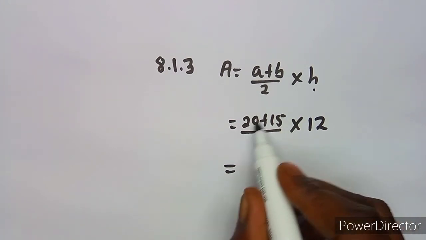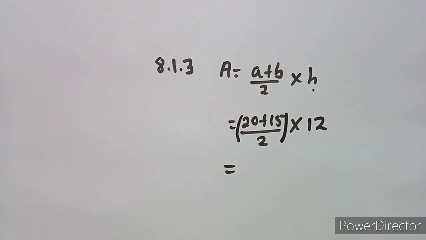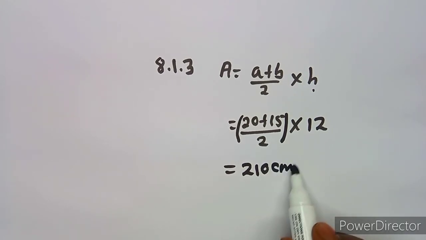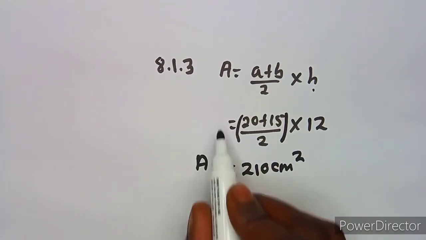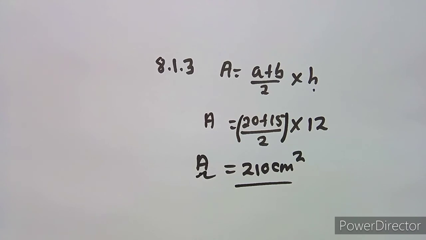Take note, this is one part, so you can actually put it in a bracket when you are using your calculator, because that is one thing. So you're going to obtain 210 square centimeters. Remember, this is area. So in this case, you can just write A for area, which is 210 square centimeters. Take note about that.